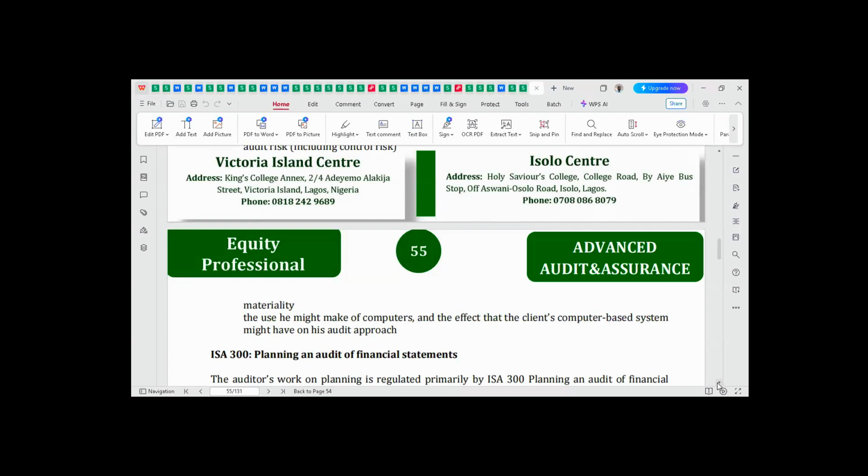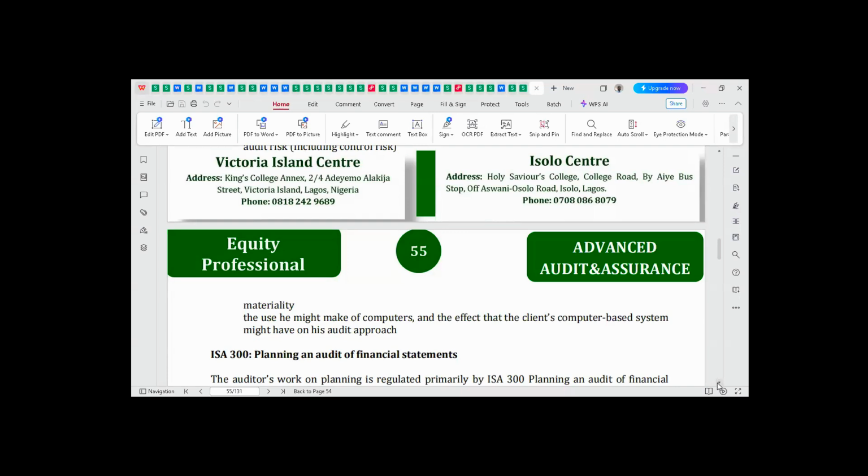Okay? So all of these three things, audit risk, audit materiality, and use of computers, you must factor in when you are designing your audit plan. It's very, very important. Without these three things, you will not be able to carry out a successful audit engagement. Hope that is clear. We are going to explain each of them in a short while.